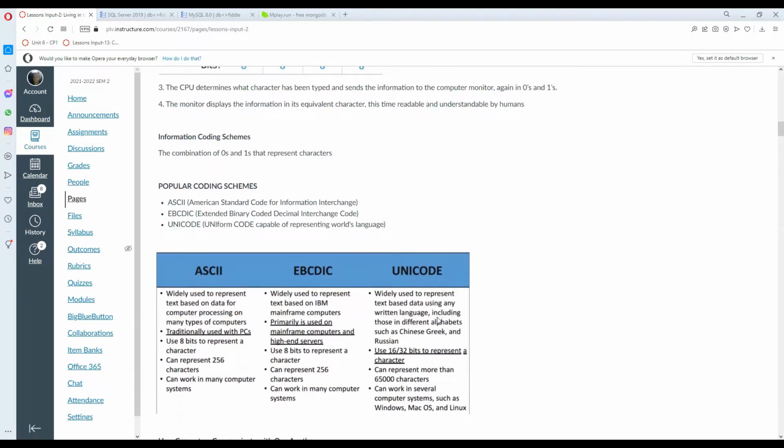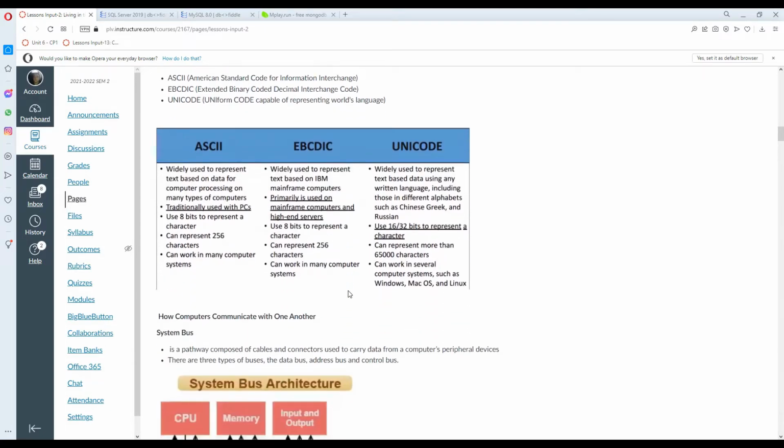Information coding scheme: the combination of zeros and ones that represents characters. So these are the following popular coding schemes: ASCII or American Standard Code for Information Interchange, EBCDIC or Extended Binary Coded Decimal Interchange Code, and then we have the Unicode or Uniform Code capable of representing world languages.